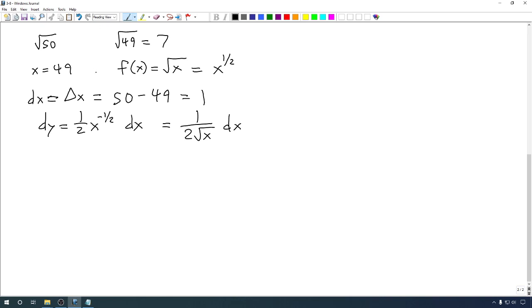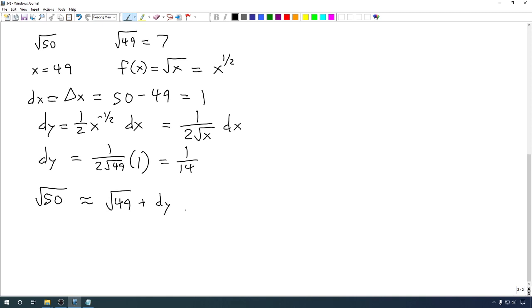So in our particular case right here, where we said x was 49 and dx was 1, then we're saying that dy is equal to 1 over 2 square root of 49 times 1. Or in other words, since the square root of 49 is 7, we have 1 over 14. And this is just saying that the square root of 50 is going to be approximately the square root of 49 plus our dy value. Square root of 49 was 7, and our dy we just found was 1 over 14.